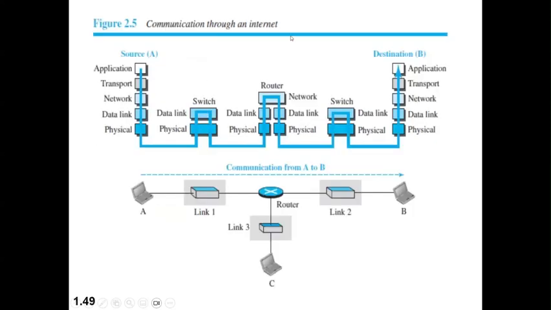So here is one scenario where you have a source A which is communicating with a destination B. Source A has 5 layers in it. Destination B also has 5 layers.